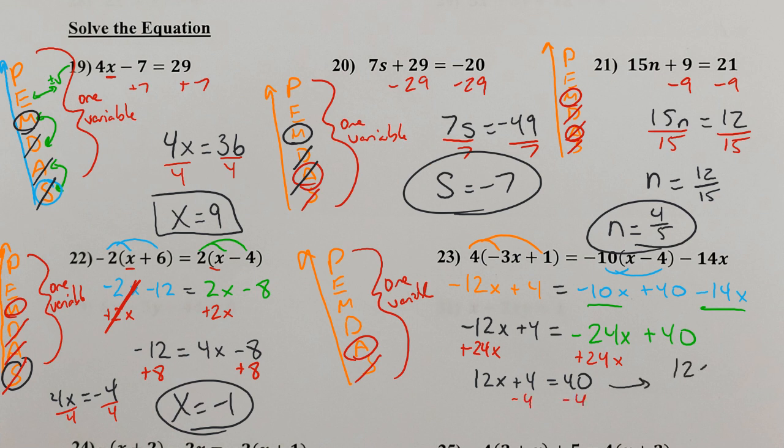I end up with 12x equals 36. The addition's taken care of. There's no division. I see multiplication. That's why I divide both sides by 12. X equals 3. That's it. Done.